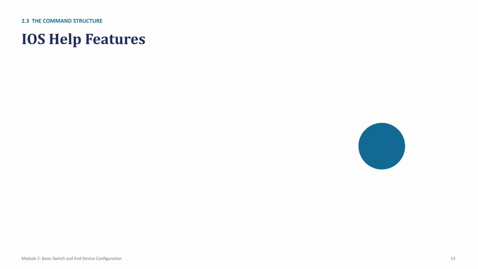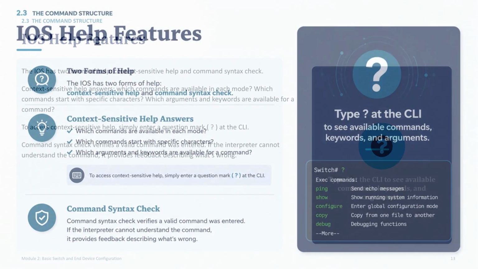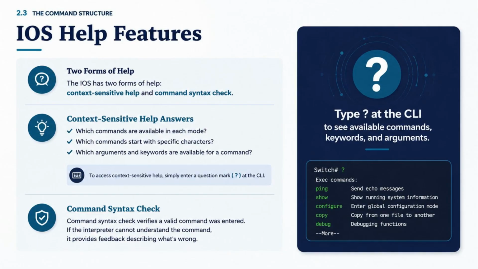Two built-in help types. Context-sensitive help. Press the question mark to see what is available at any point, and command syntax check. IOS tells you what is wrong if a command fails. Have students actually try Switch greater than question mark live in Packet Tracer right now if time allows. This is the single most useful CLI habit to build early.